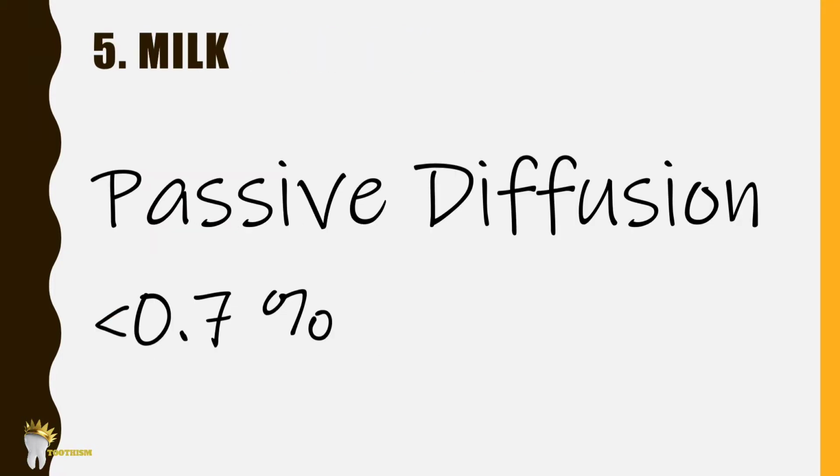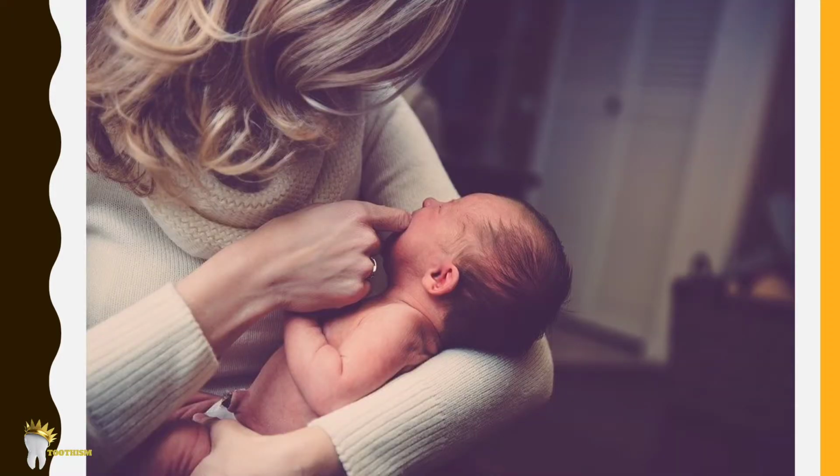Excretion of drugs in breast milk occurs by passive diffusion. Now studies have been done on this that say a very low percentage of the drug, less than 0.7%, goes into the breast milk. This much of drug is not really harmful for the infant, so the majority of drugs can be given to lactating mothers without any side effects to the infant.